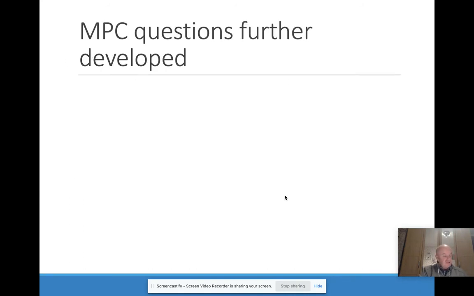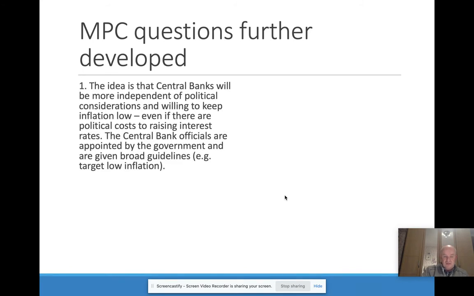So if we then take a look at what we just talked about, over the next couple of slides, and again, I'm not going to read these word for word, but we've just developed the responses to those questions a wee bit further. So the fact is that we've got a number of different factors that we need to bear in mind. In this instance, we're talking about central banks.